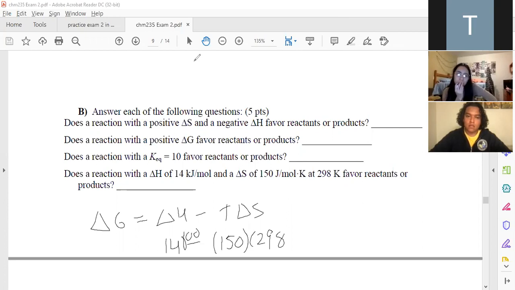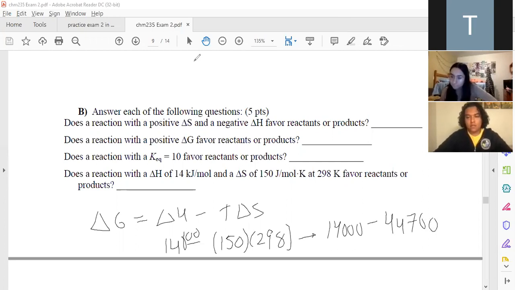I tell my kids all the time, pay attention. Right, so we can just convert that. So this one is going to be 14,000 minus 150 times 298, which equals 44,700. And when I do that math, I get negative 30,700 joules, or negative 30.7 kilojoules. So what this means is that if you ever do this calculation and delta G is negative, it is always going to favor the products. Make sense?